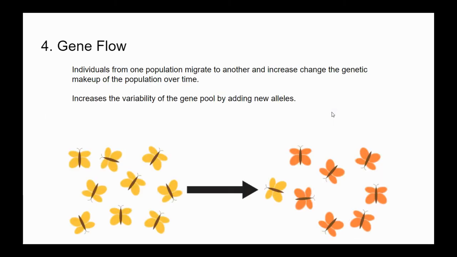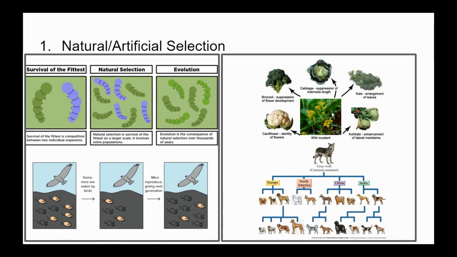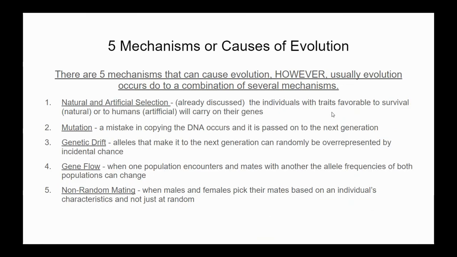All right, and those are the five mechanisms for evolution. Again, they don't all have to occur for evolution to occur. One can happen and evolution can occur, but usually it's a combination of two or more of these that will cause evolution to occur over time. Okay, you do have some work to do with that, and I'll see you all later.